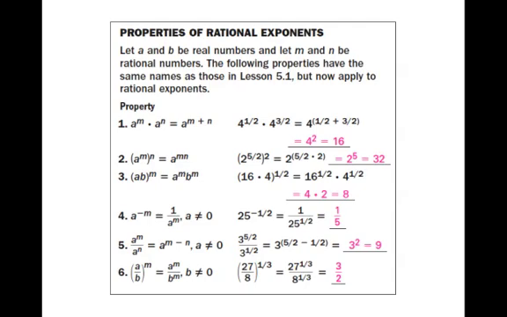A divided by b all to the nth power is equal to a to the n over b to the n as long as b is not equal to 0. So if I have 27/8 to the 1/3 power, that is equal to 27 to the 1/3 power over 8 to the 1/3 power. Remember, raising something to the 1/3 power is the same thing as taking the cube root. So we have the cube root of 27, which is 3, over the cube root of 8, which is 2. So it's equal to 3/2.